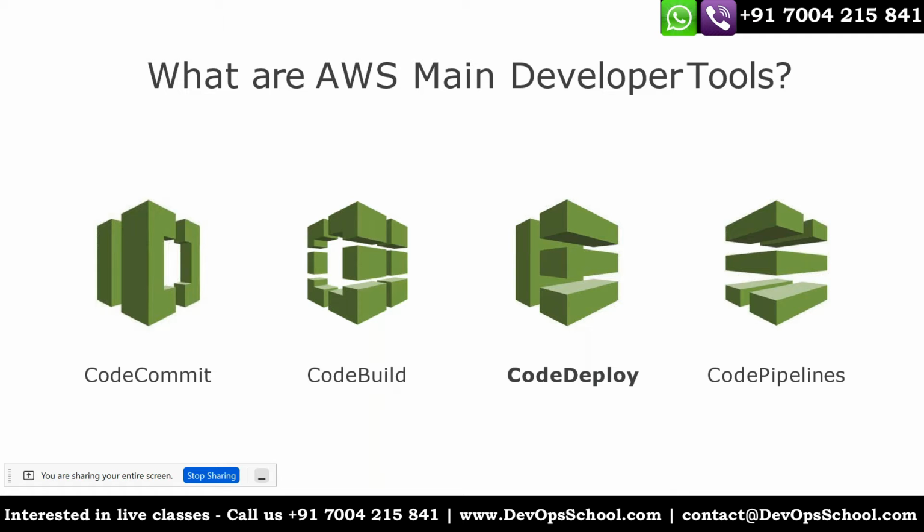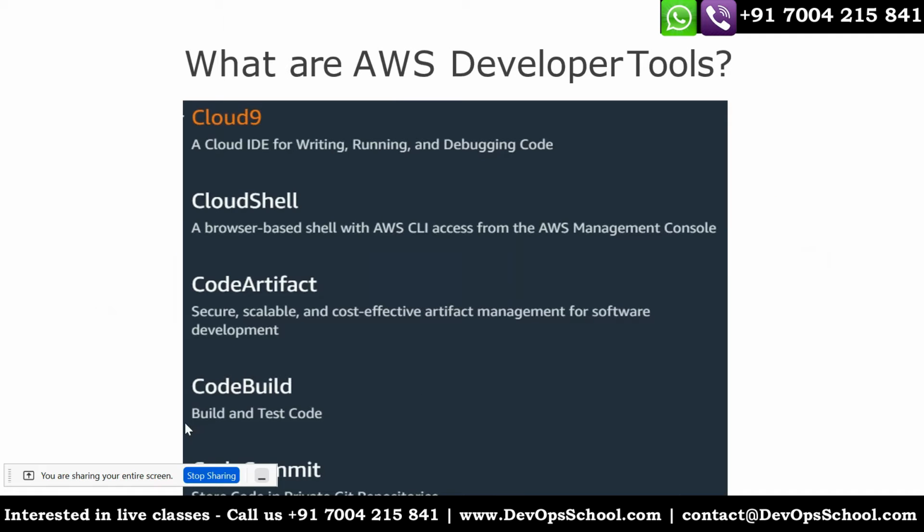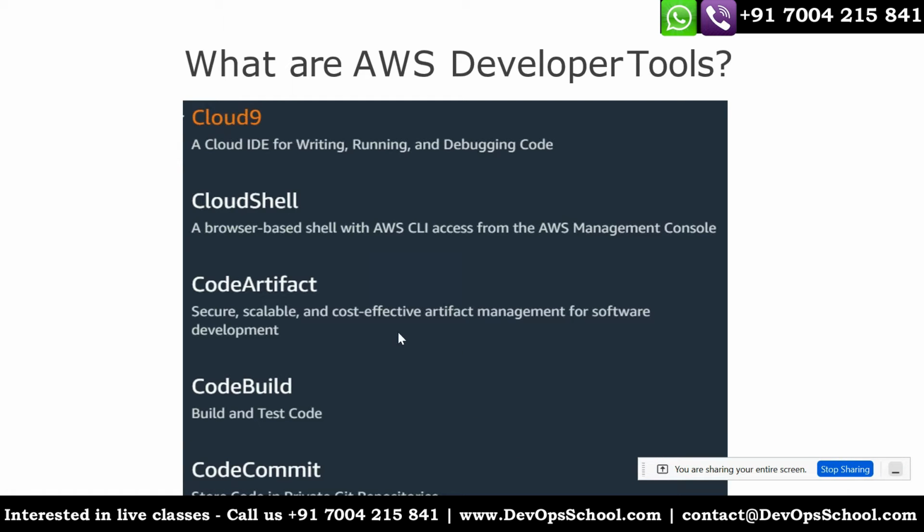So these are some of the popular ones: CodeCommit, CodeBuild, CodeDeploy, CodePipeline. But all of these services you can find on my screen. Cloud9 is an IDE where you can write code, run your code, debug the code. CloudShell is a shell using which you can connect to all the services of AWS and work on it. CodeArtifact is where you can store the code and the packages. CodeBuild is where you can build it. CodeCommit is where we can store the code.